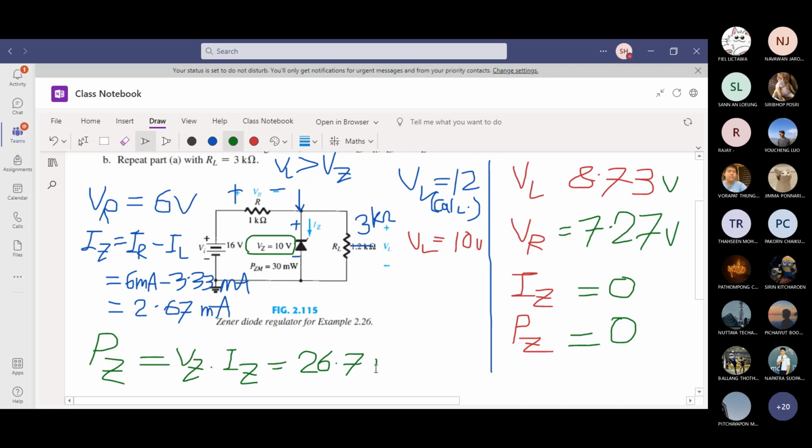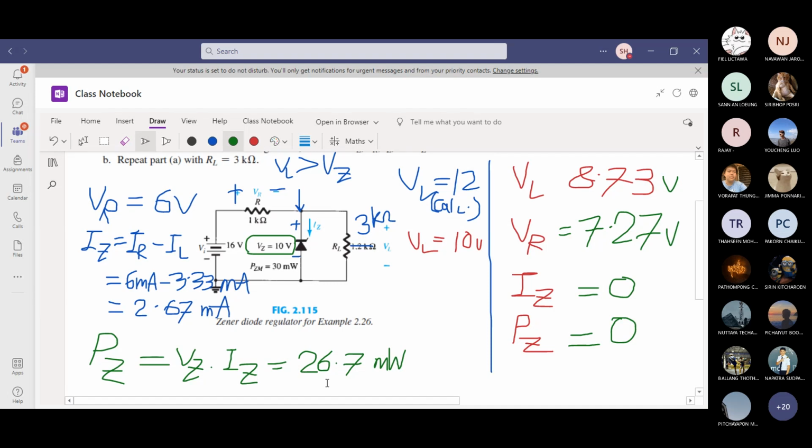Is the condition safe? Look at the rating. From the circuit, you can see maximum rating is 30 milliwatts. This is almost 27 milliwatts, but still safe range. We have not exceeded the Zener power rating. So this is okay.